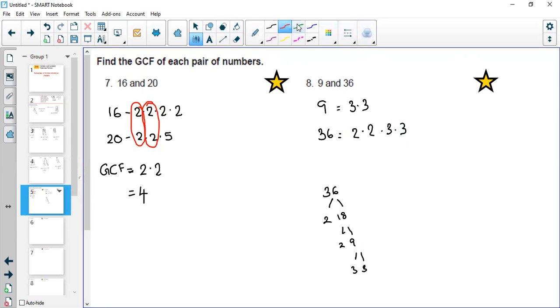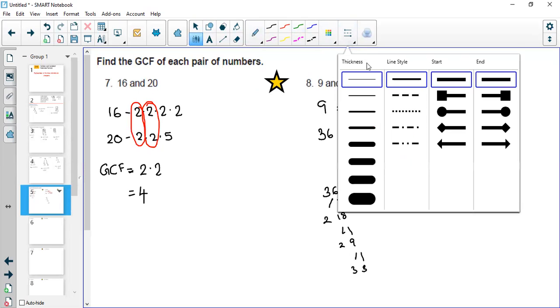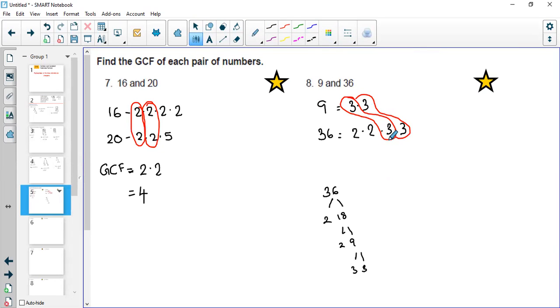Now, what about the common factors? What are the common factors we have here? We have a pair of 3s in common, and another pair of 3s also in common. So how do you find the GCF? We take only one 3 from this pair and another 3 from this pair. So the GCF is going to be 3 multiplied by 3, which is 9. So the GCF of 9 and 36 is 9.